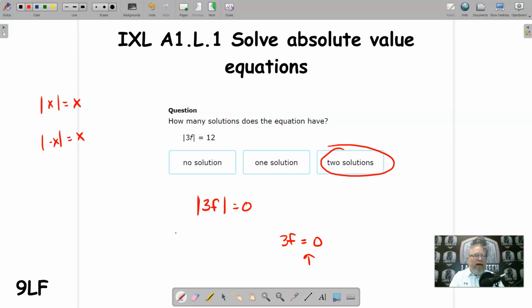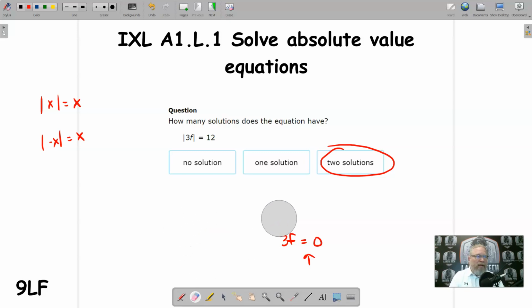So when would it be only 1 answer? If after we have isolated the absolute value portion of the equation on one side, and on the other side it's set equal to 0, then we know that there's just 1 solution.